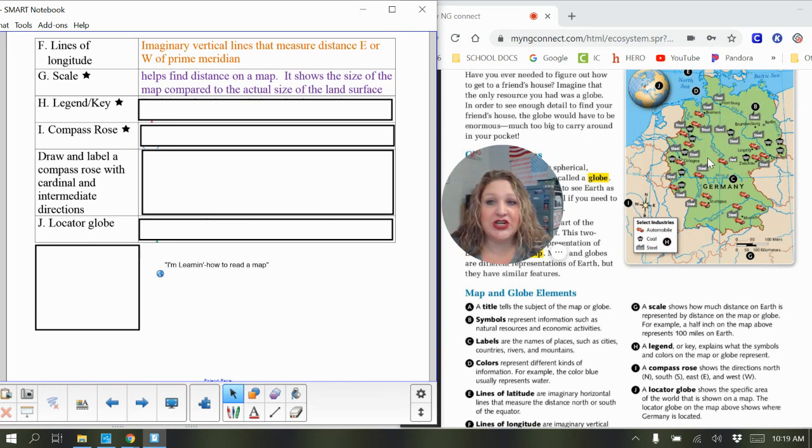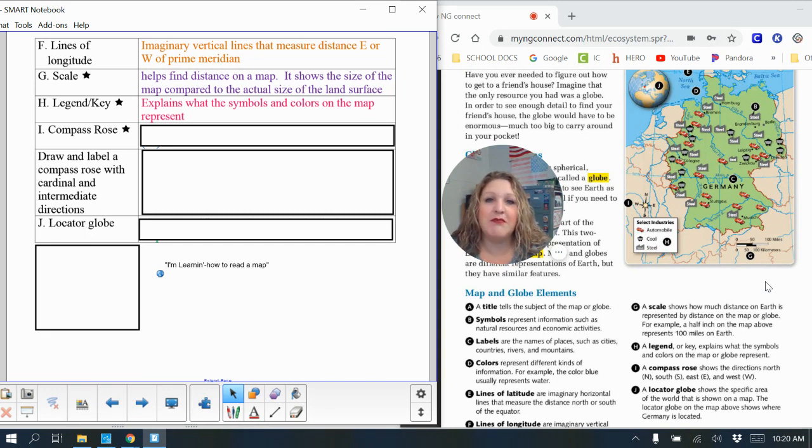Next is H, legend or key. Now, I almost always will call this a key, but you'll see it either way, and I don't care what you call it. You can call it a legend or you can call it a key. Either one is perfectly fine. I just like key better, so that's usually how I will write it on assignments or in questions, okay? So a legend or a key also is on every single map. And this is definitely a really important one.